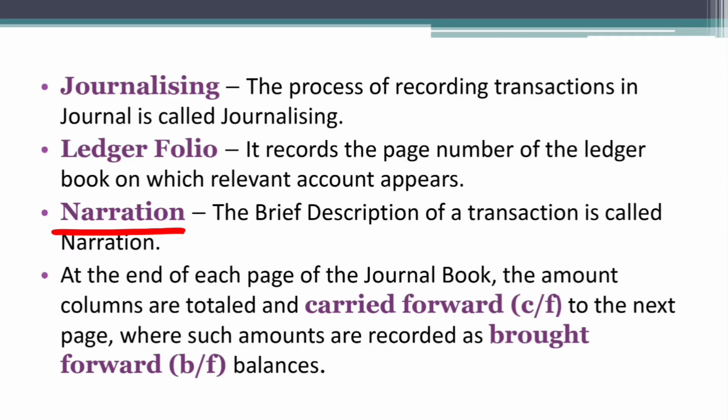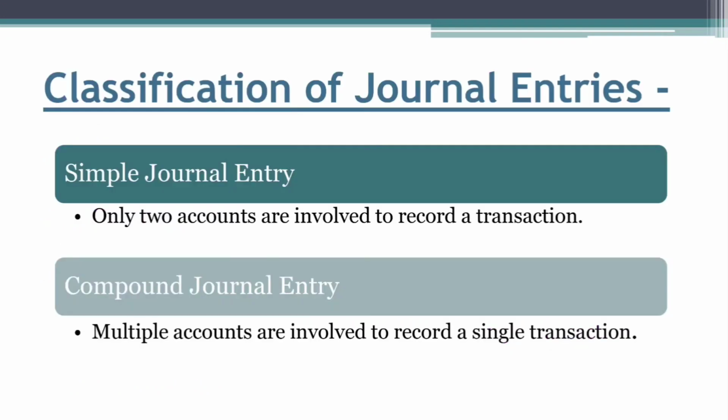At the end of the page of a journal book, the amount columns are totaled and carried forward to the next page, where such amounts are recorded as brought forward balances. This means that the page on which the accounts are totaled will show a carried forward balance, while the next page will show a brought forward balance. We are now equipped with some basic knowledge relating to journal. Let's move forward for more.